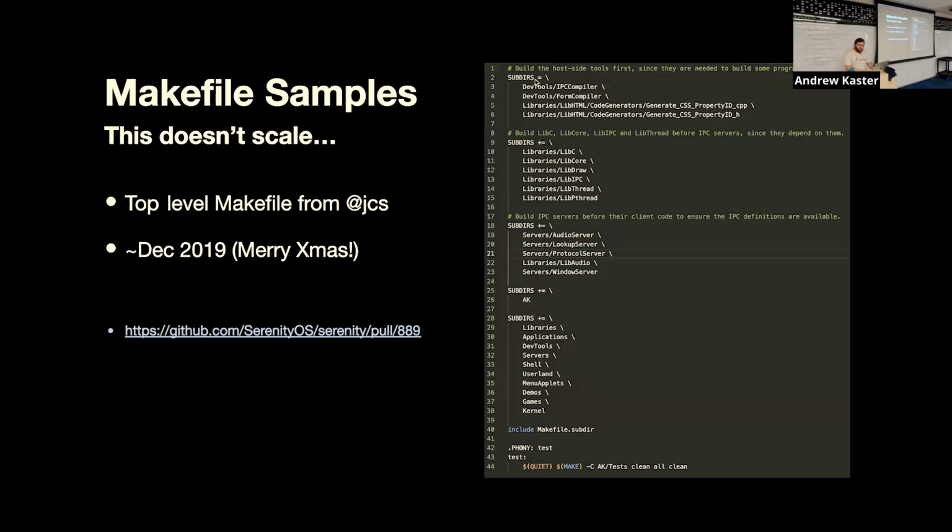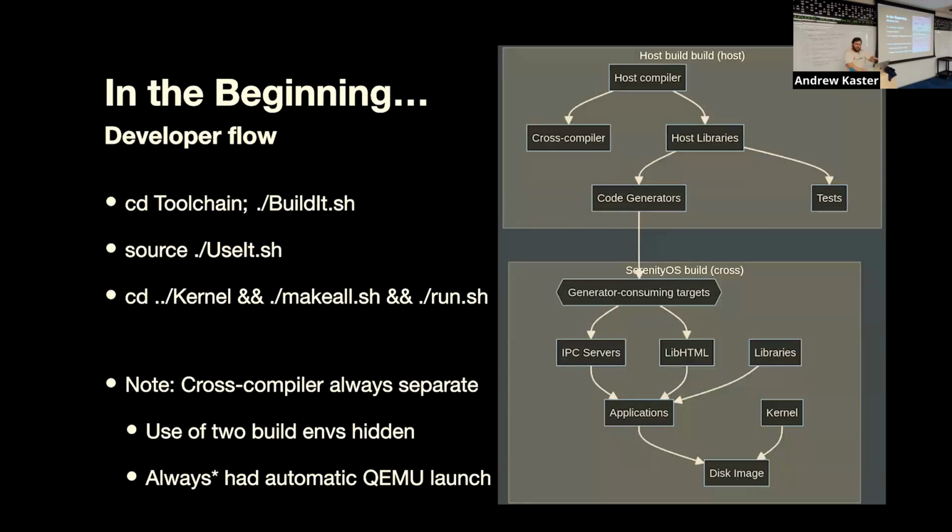It has, okay, well, we need to build these host tools first. So we build these. Then we need to build libc and libipc and whatever else, because all the servers that use our IPC layer depend on these libraries. Then we need to build the audio server and the window server and whatever else. And then we can build everything else. And the kernel is last for some reason. So this manually ordered all these dependencies to kind of match this graph.